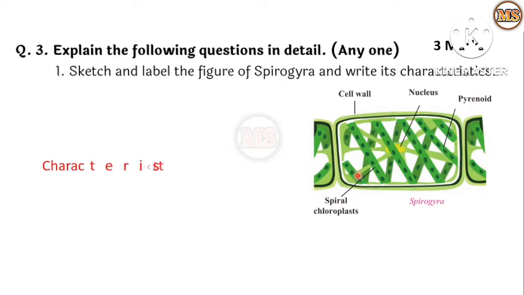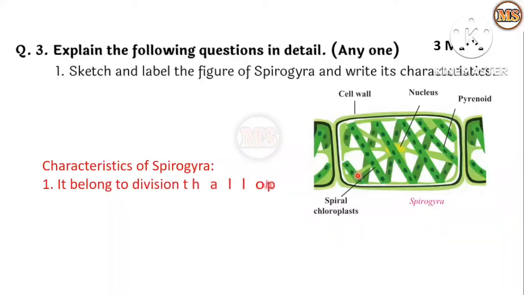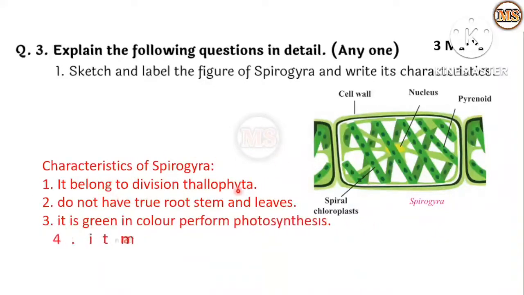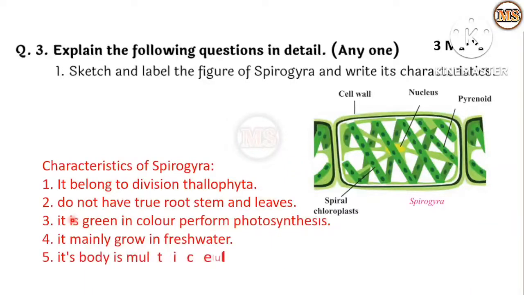Now we see the characteristics of the spirogyra one by one. The first one, it belongs to the division Thallophyta. Second, it does not have a true root, stem and leaves. It is green in color and performs the photosynthesis function. It mainly grows in fresh water, and its body is multicellular and thread-like.